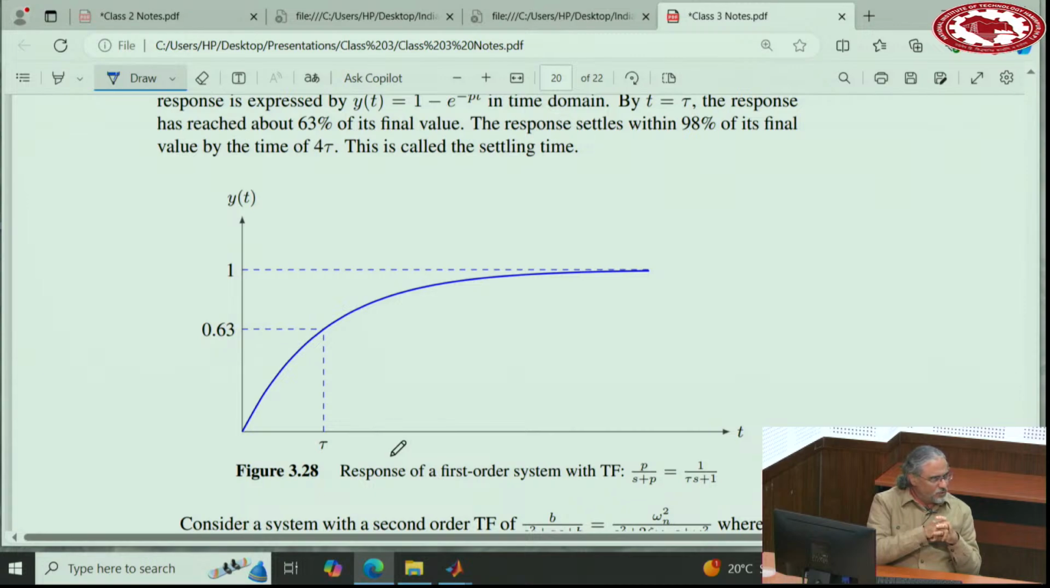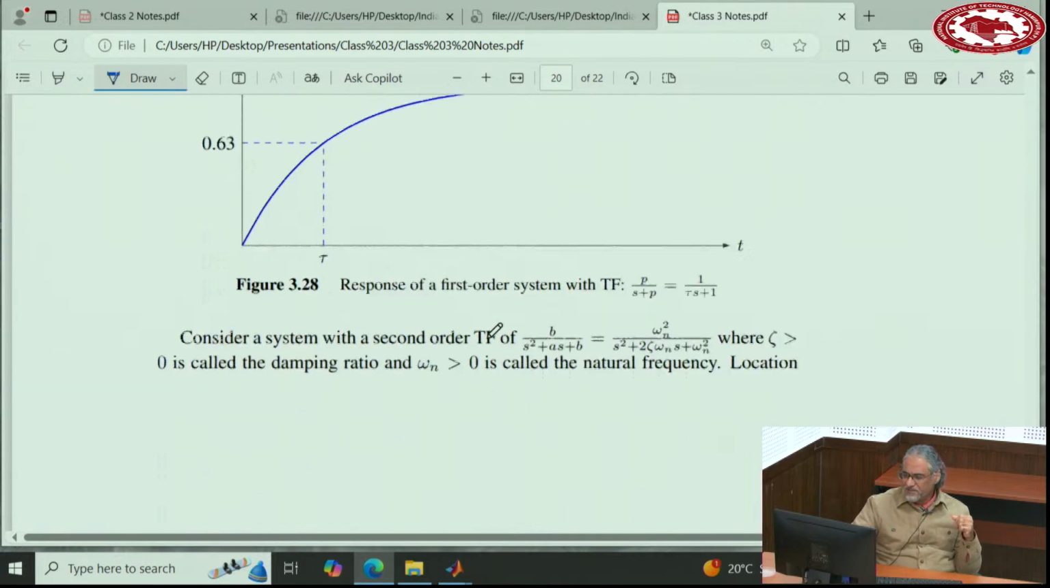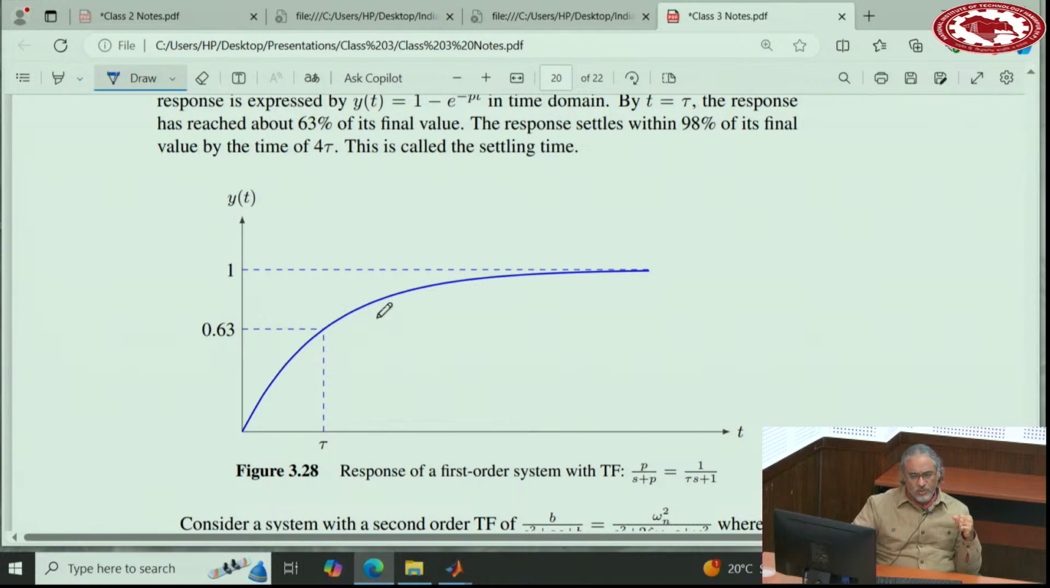So after 1 over p seconds, let's say your pole is negative 1000, 1 over 1000 is 1 millisecond. So after 1 millisecond, the response of this converter is at 63%. After 4 time constants it is at 98%. After 5 time constants it is at 99%. We call it settling time. I already used that in the example. Okay, very simple concept. So that's for a first order system, or when the pole is real.